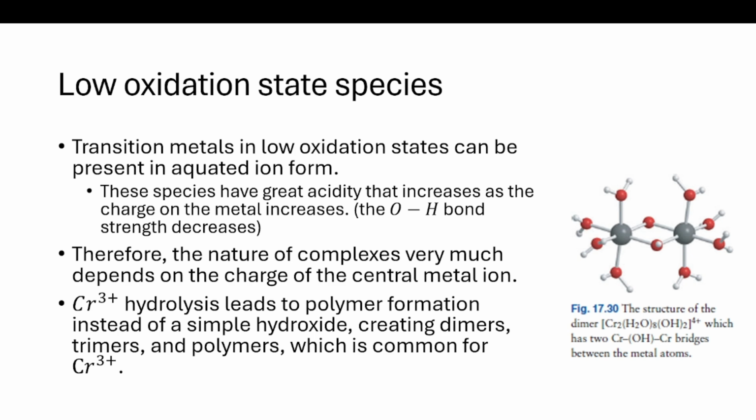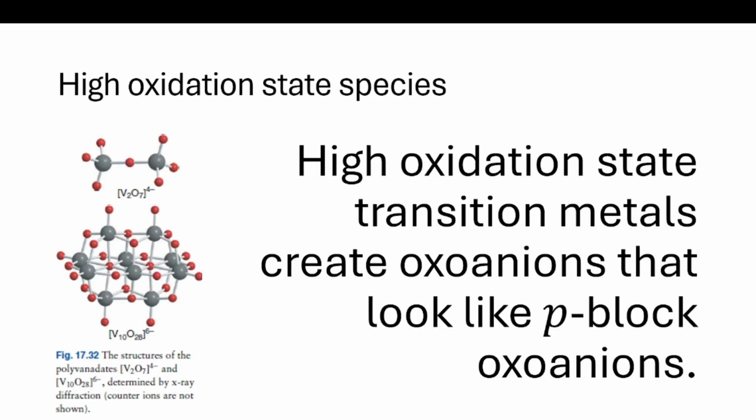And here is a quick fact. For the chromium 3 ion, if we hydrolyze that, we're going to yield polymer formation instead of some sort of simple hydroxide. And so we're going to get dimers, trimers, and a whole lot more. Anyways, going on to high oxidation state species, such as those formed by vanadium, we can see that we get complex structures in water, and these oxoanions appear like p-block oxoanions.